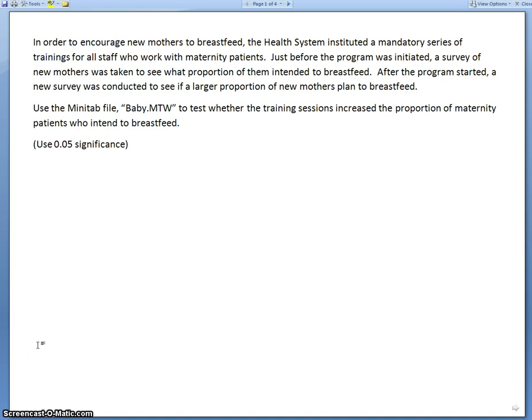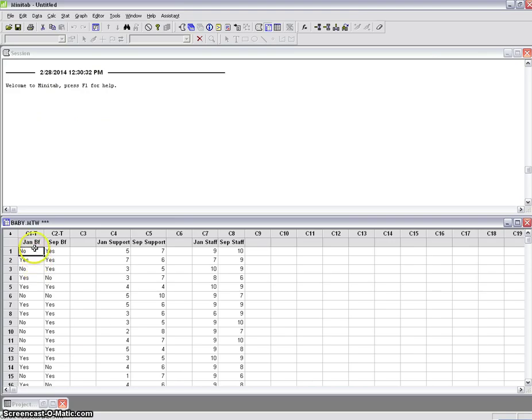In this problem, we're going to do a two-sample proportion test to determine whether or not the proportion of maternity patients who intend to breastfeed has increased. So in the file baby, and you should have had access to this file from class, what we have here is in the first column, January BF, what we see is yeses and nos. A survey was done to see whether or not the patients intended to breastfeed.